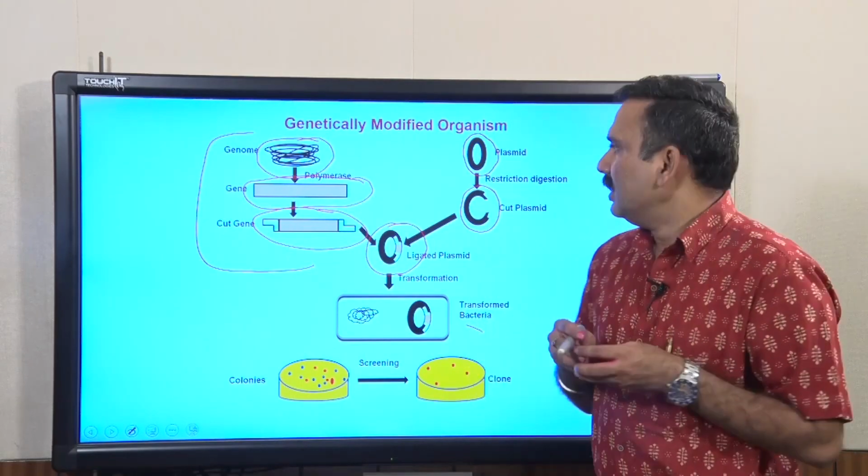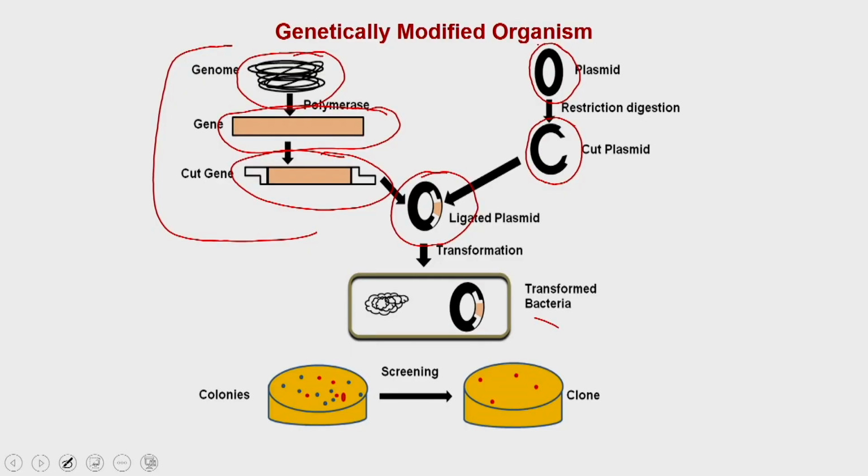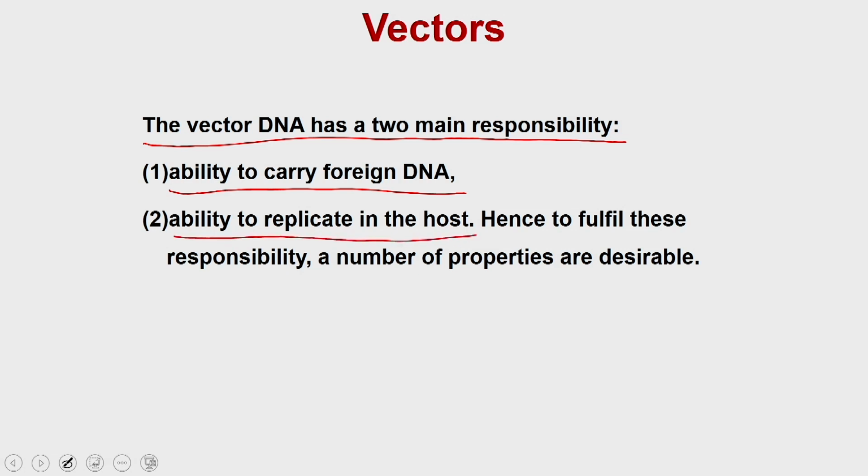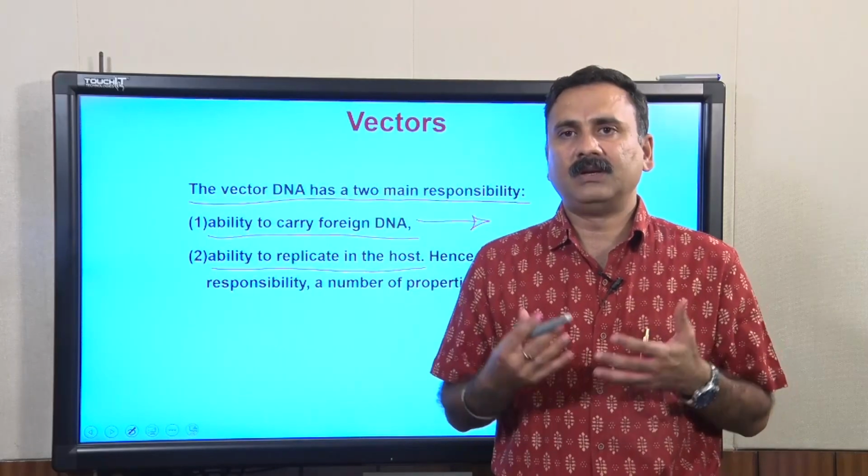Now, following this discussion, today we are going to discuss the transforming agents. The transforming agents which carry the foreign gene are called the vector. The purpose of a vector is that the vector is a DNA which has two responsibilities. It should have the ability to carry a foreign DNA, and it should have the ability to replicate in the host. To carry the foreign DNA and replicate in the host, the vectors should have certain desirable features or properties.